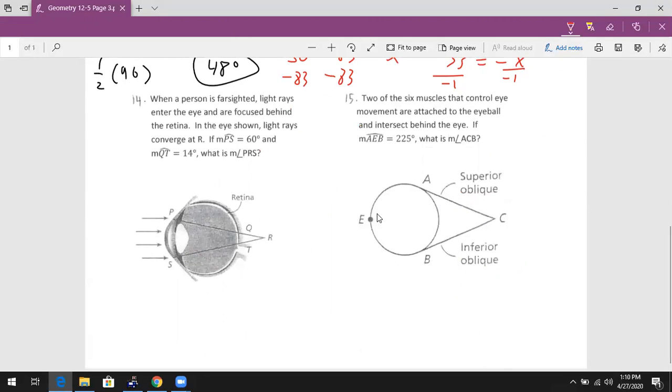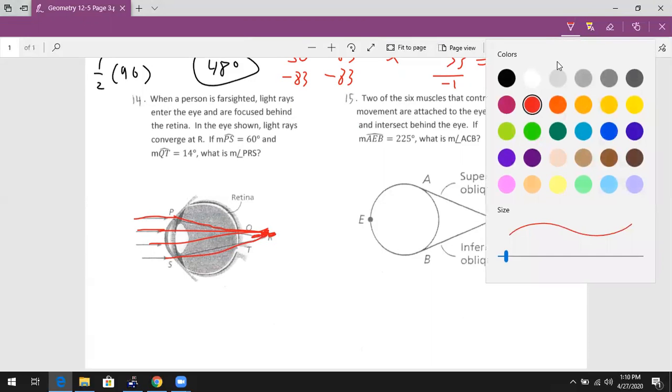And now we get some word problems. It says when a person is farsighted, light rays enter the eye and are focused behind the retina. In the eye shown, light rays converge at point R. So light rays come in. God designed your eye to be essentially like what's called a parabola mathematically, where the light comes in and it goes to the same point no matter where it comes in from. And that's how you're able to see.